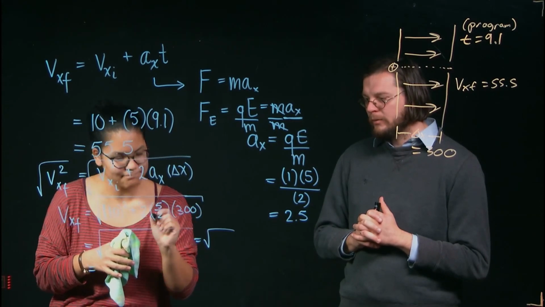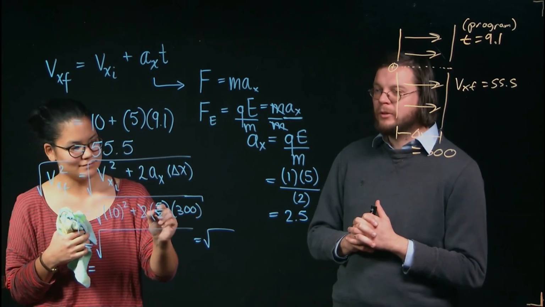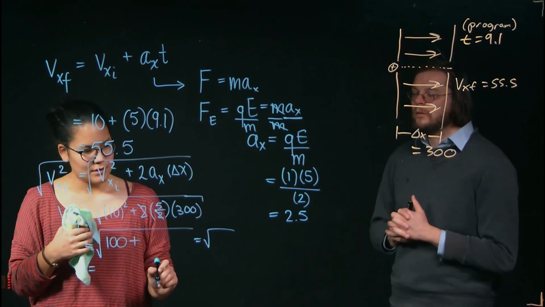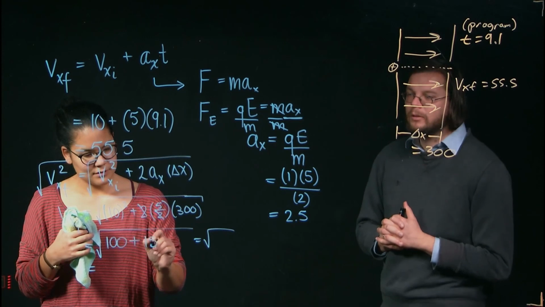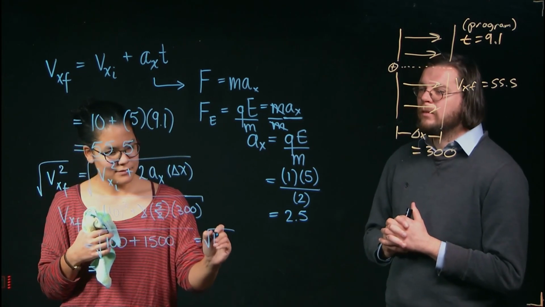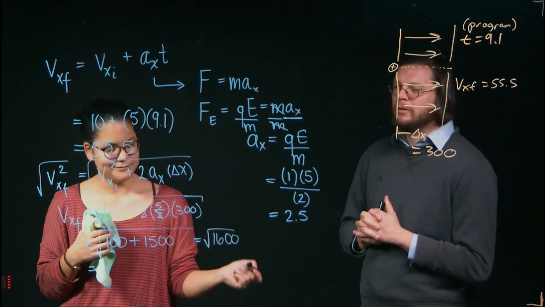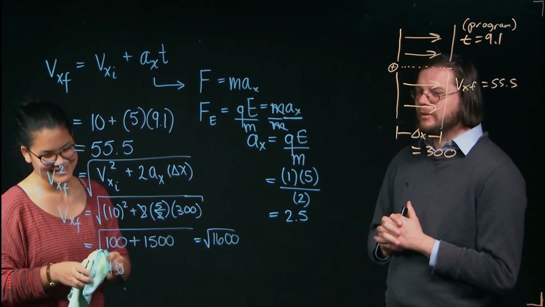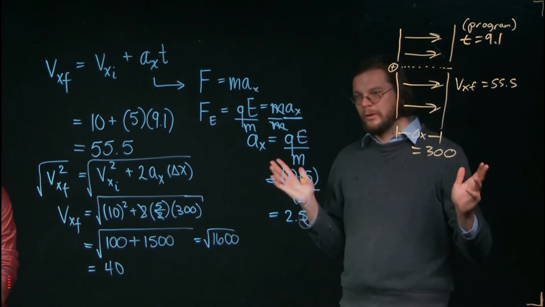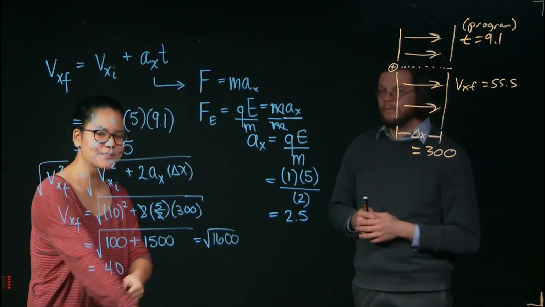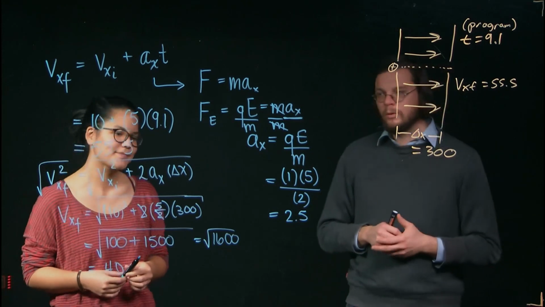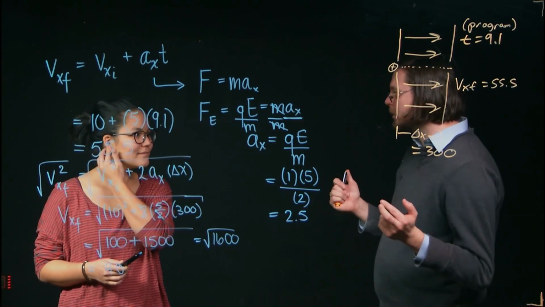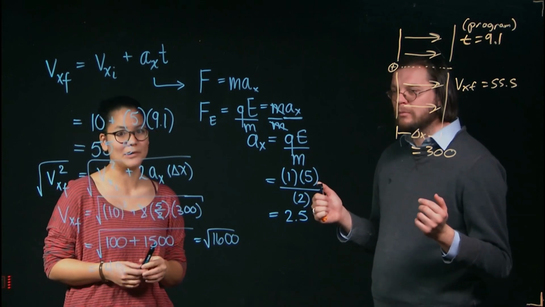Alright, so 5 halves times 2 is 5. Conveniently cancels. So 5 times 300 would be 1500. And then 100 plus 1500 is 1600. So I don't think we need a calculator for this one. So 40 is our prediction for what the speed should be of a deuteron moving through the field. Well, let's go to the program and see if that turns out to be true.